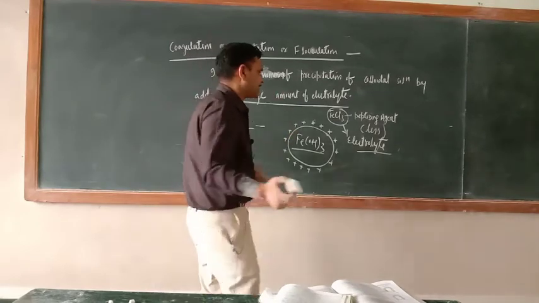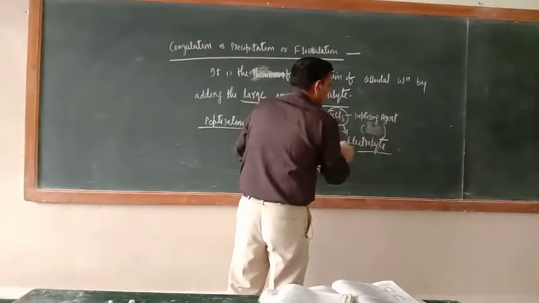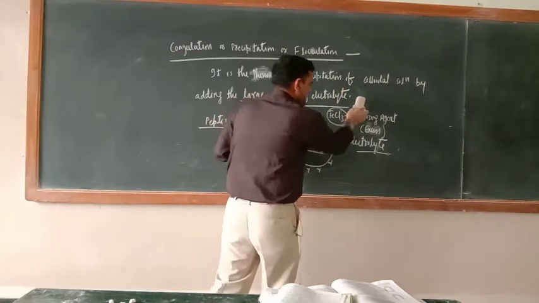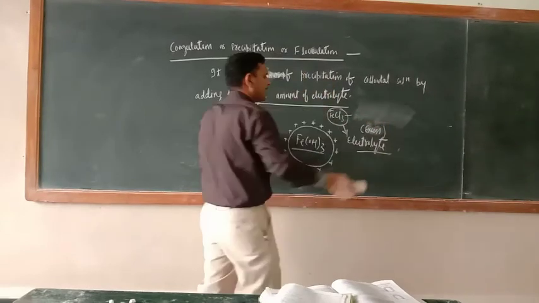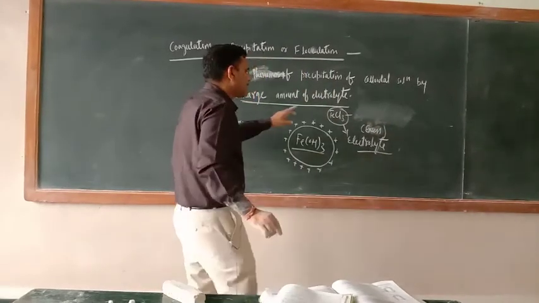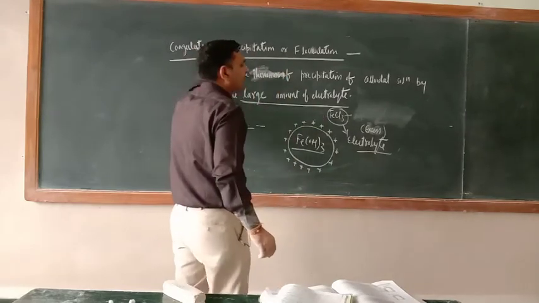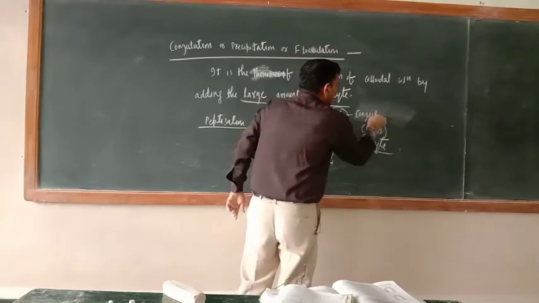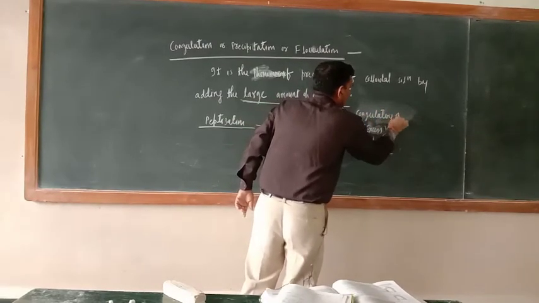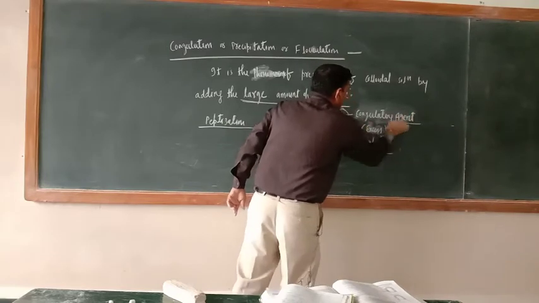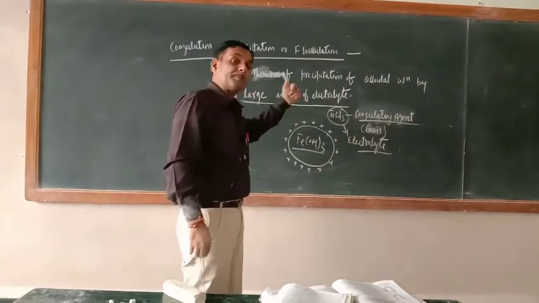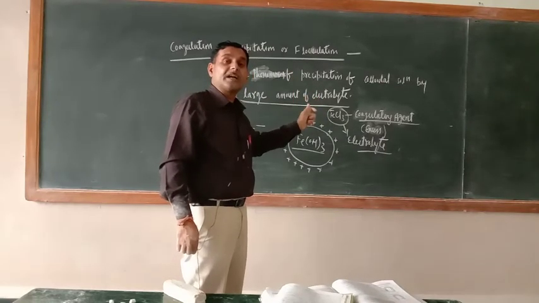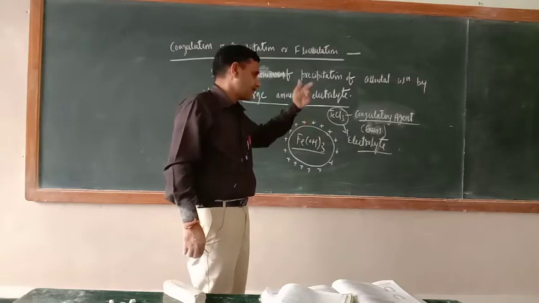Now try to understand, same thing, same electrolyte, just one word change. Suppose I have added it in excess quantity. Now, since I have added excess quantity, this FeCl3 becomes a coagulating agent. Earlier it was a peptizing agent because of the addition of a small amount. Now this one is a coagulating agent because of the addition of an excess amount.